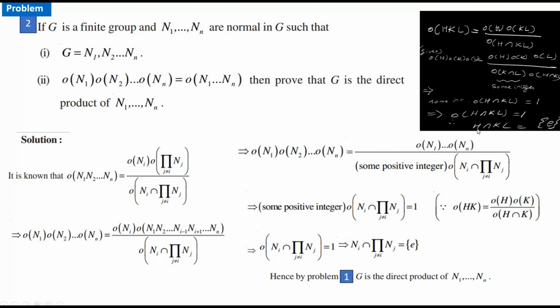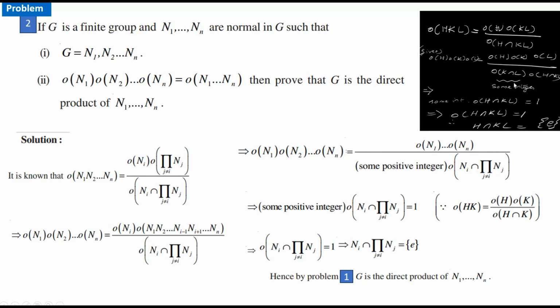So for that, if I'm able to show H intersection KL to be singleton E, then automatically my G will be the direct product of N1 etc. Nn. So we shall consider order of HKL, which is order of H into order of KL divided by order of H intersection KL. Now we are given that order of HKL is order of H, order of K, order of L. So you have this, and again you apply that order of KL, you rewrite that as order of K, order of L divided by order of K intersection L. The rest are retained as such.